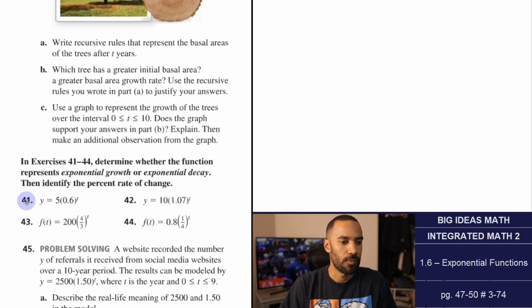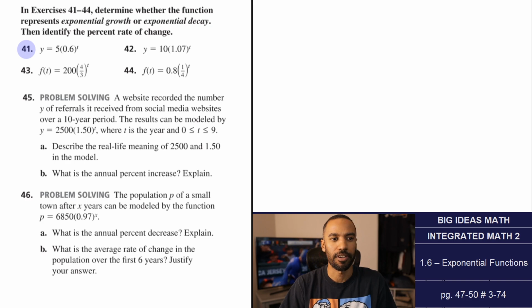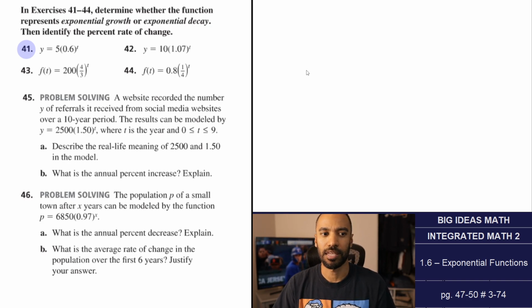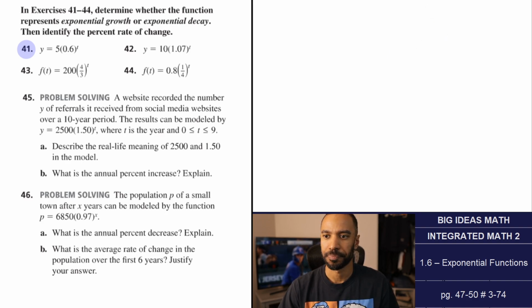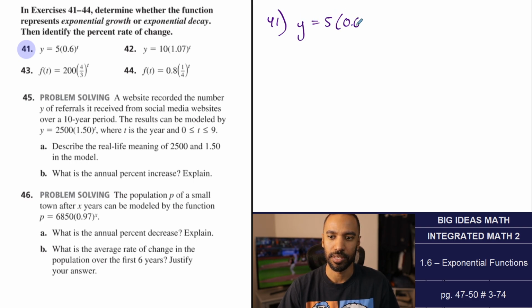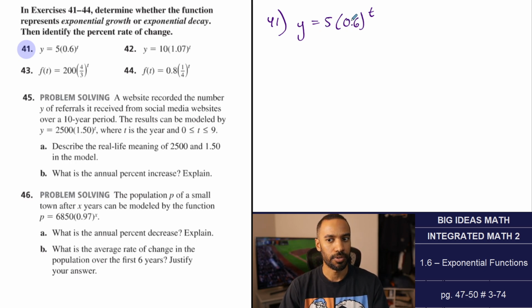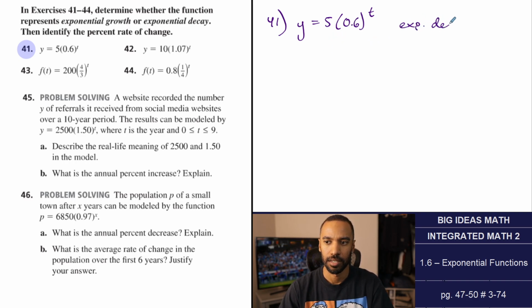In exercises 41 to 44, determine whether the function represents exponential growth or exponential decay. Then identify the percent rate of change. So number 41, we have y equals 5 times 0.6 to the t power. A can be whatever it wants. The growth or decay is based off b, which is between 0 and 1 for this one. So this is exponential decay.